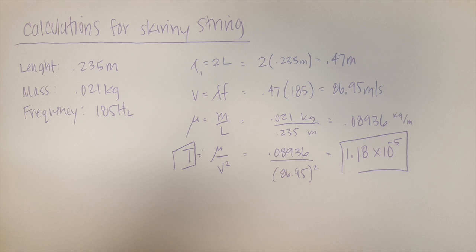Here you can see the calculations for the skinny string. Again, we used our known values for length, mass, and frequency. We also used the same formulas: the wavelength, speed of the wave, linear density, and tension of the string. Here you see that the tension was 1.18 times 10 to the negative 5th newtons.